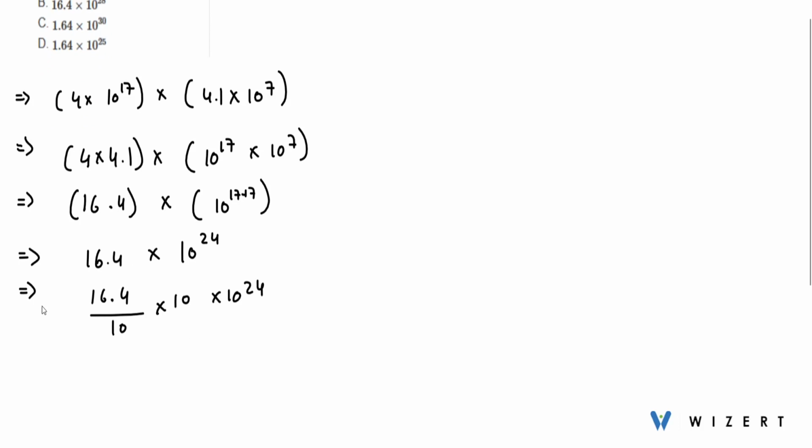Now let's move forward. So 16.4 upon 10 will give us 1.64, and then we have 10 multiplied by 10 raised to the power 24. So this will give us 10 raised to the power 24 plus 1, that is the exponents will get added, so it will become 10 raised to the power 25. So this will be our final required answer.